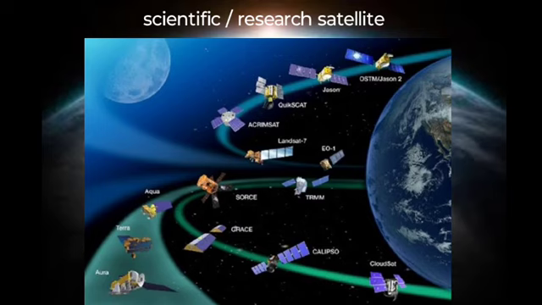Second, scientific research satellites. These satellites gather data for scientific analysis. These include observations of the atmosphere of our planet, the stars, the sun, and other parts of space.